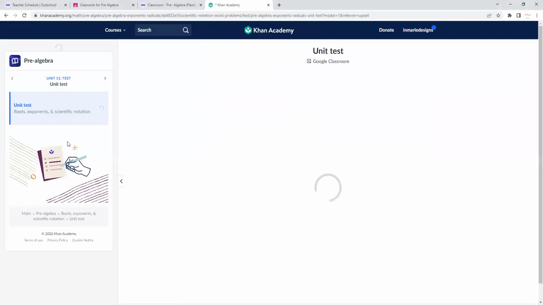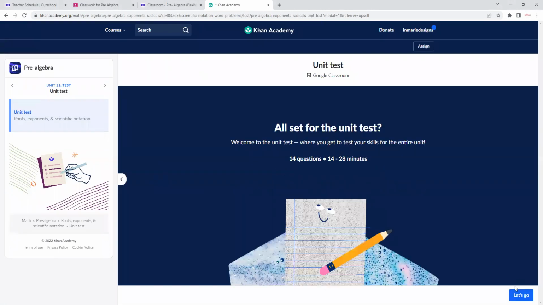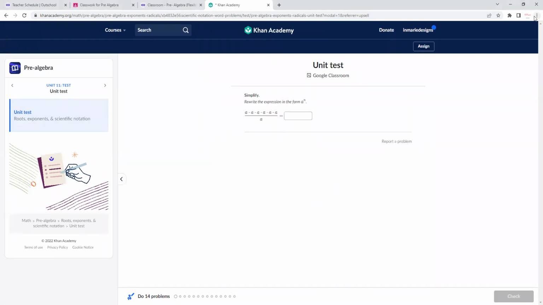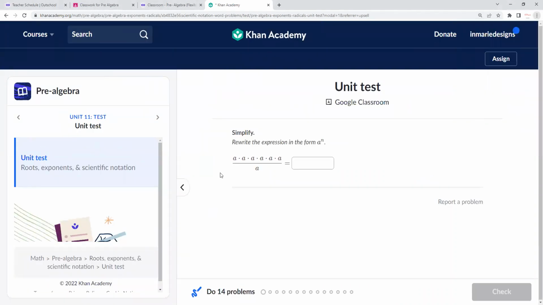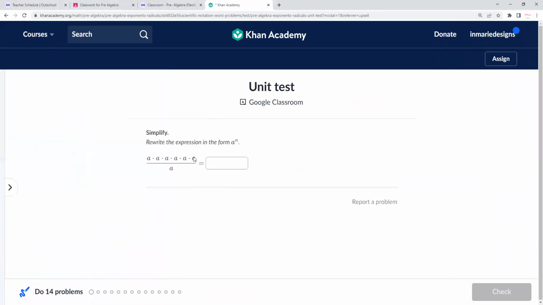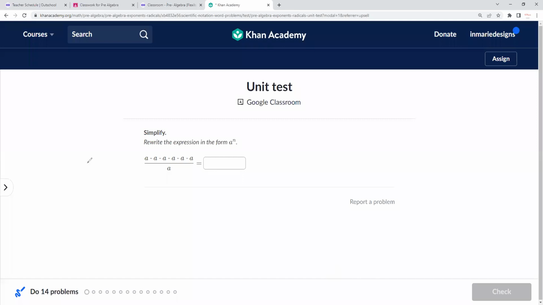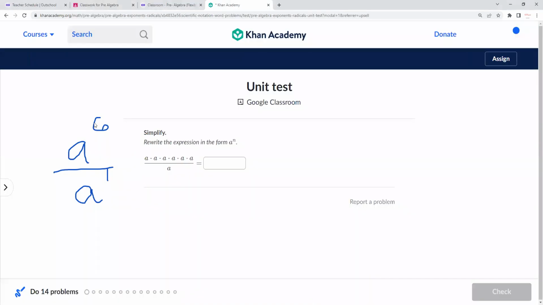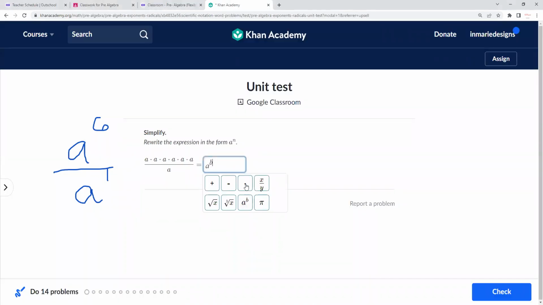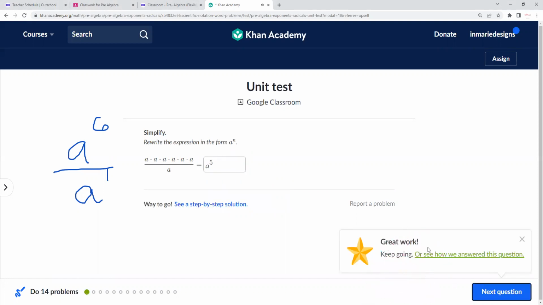So let's just do the unit test. It is 14 questions. So it says, rewrite this in exponential form. Well, you have a times a, so how many a's are there? 1, 2, 3, 4, 5, 6. So you have a to the 6th power, basically, if you were to write that in exponential form, over a to the 1st. Rules of exponents. So look at the rules that I gave you. When dividing exponents, you subtract. So 6 minus 1 gets you 5. This can be rewritten as a to the 5th.